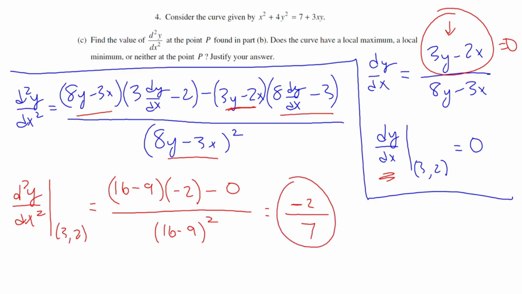And we'll note that negative 2/7 is less than 0. And if the second derivative is less than 0, then the function must be concave down. And if a function is concave down at a place where its derivative is 0, that must have been a local maximum.